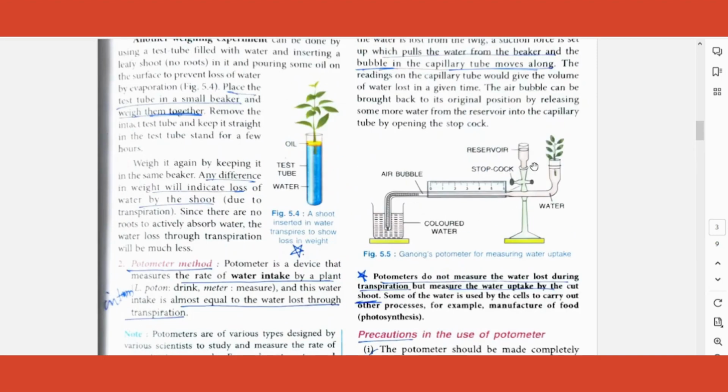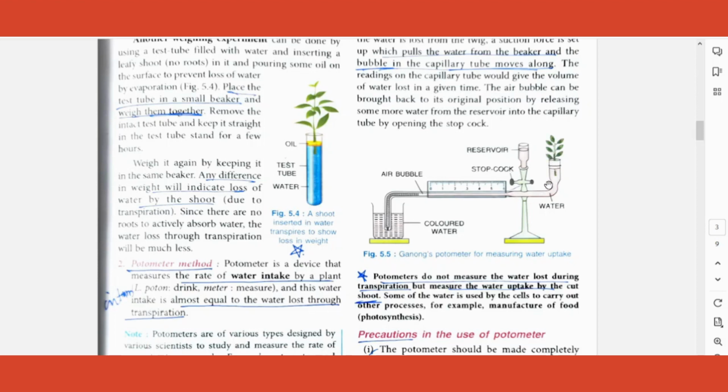What do I mean by that? You have a setup like this. This is the potometer, this bent tube. One side of it you are dipping in a beaker with colored water.